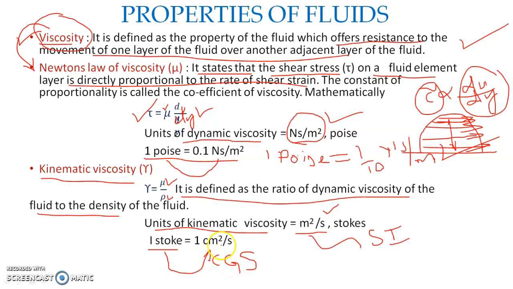C means centimeter. So centimeter per second is called a CGS unit. Sometimes it is called a stroke. Poise is also a CGS unit. Newton second per meter square is the SI unit. So these units are very important. You have to note the value of 1 Poise and the value of 1 stroke, how to convert stroke into centimeter, and how to convert a Poise into Newton second per meter square. Clear?